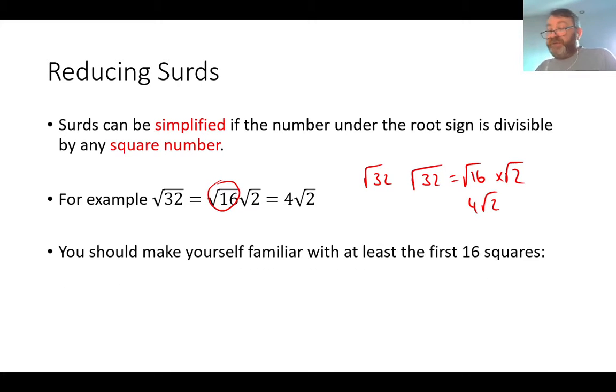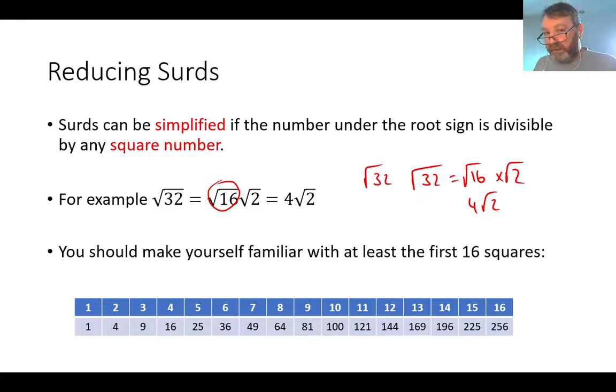You should make yourself familiar with at least the first 16 squares. Now you should be able to rhyme these off, okay? If you want to really get through this surd section quite quickly, learn off the first 16 squares. And just in case you don't have them, there they are, okay? You should at least know now by junior cert the first 12. Add on the next 4. Add on 13, 14, 15 and 16.